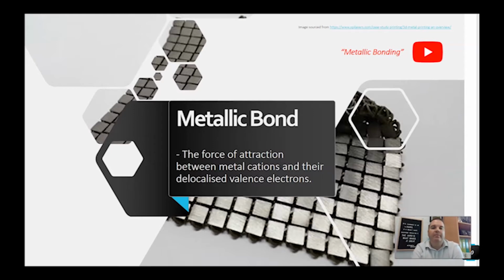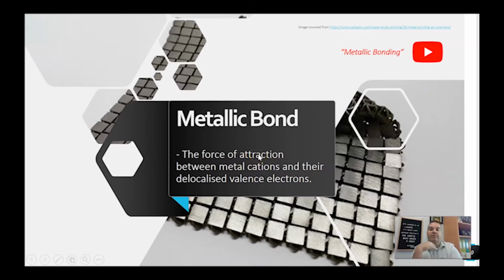So the definition of metallic bonds is that it's the force of attraction between metal cations and their delocalized valence electrons. Now you might be kind of going, what the heck is that all about? So we'll just break it down a little bit. So metal cations, remember hopefully, cations are charged ions. So in this case they're positively charged.